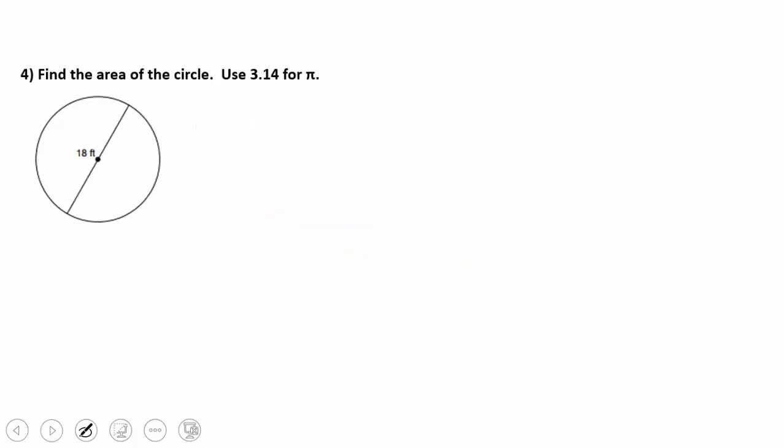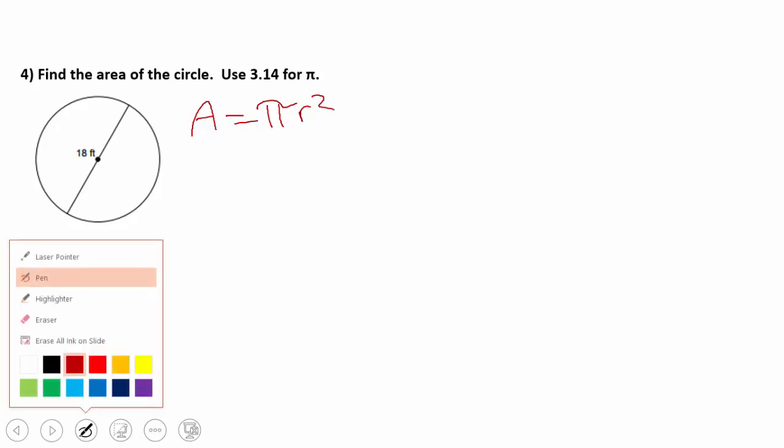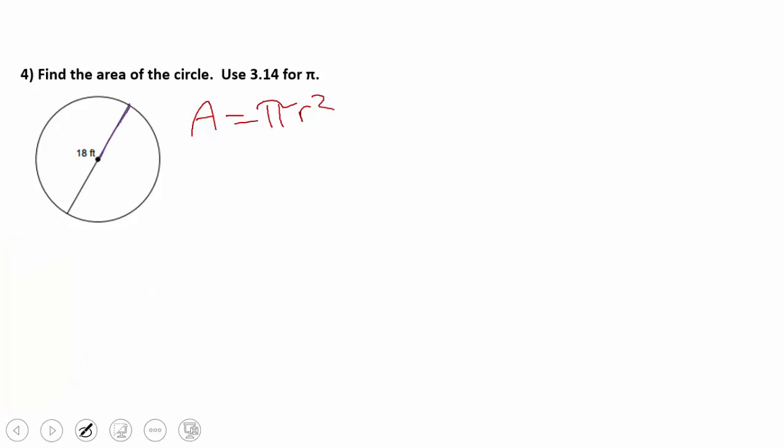Moving right along, doing some more examples. Not that you need a ton more, but this is a tiny bit different. We're going to find the area of this circle using 3.14 for pi. We recognize that the area of a circle is pi times the radius squared. And this time when we look at our circle, they gave us the line that goes all the way across. If it goes all the way across and they give us a number, we know that's the diameter. So we have to find the radius. The radius is the diameter divided by 2. That's 18 divided by 2. That's 9.